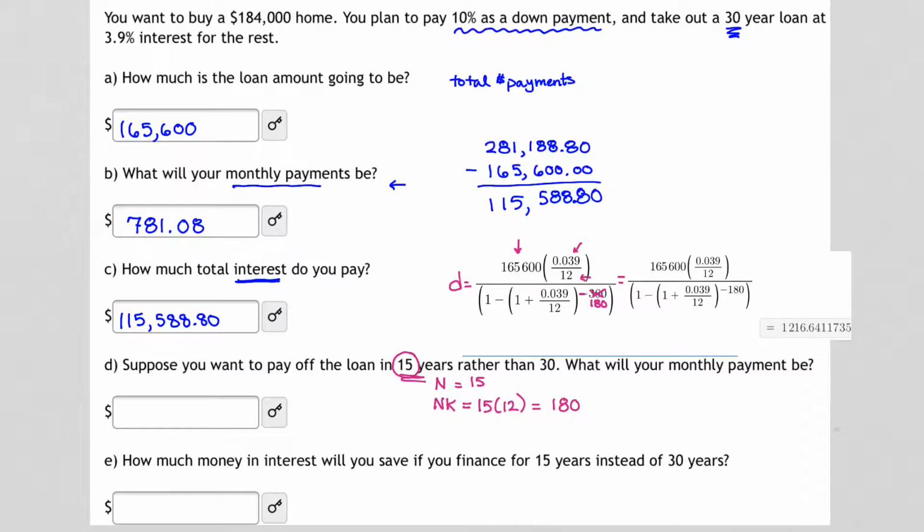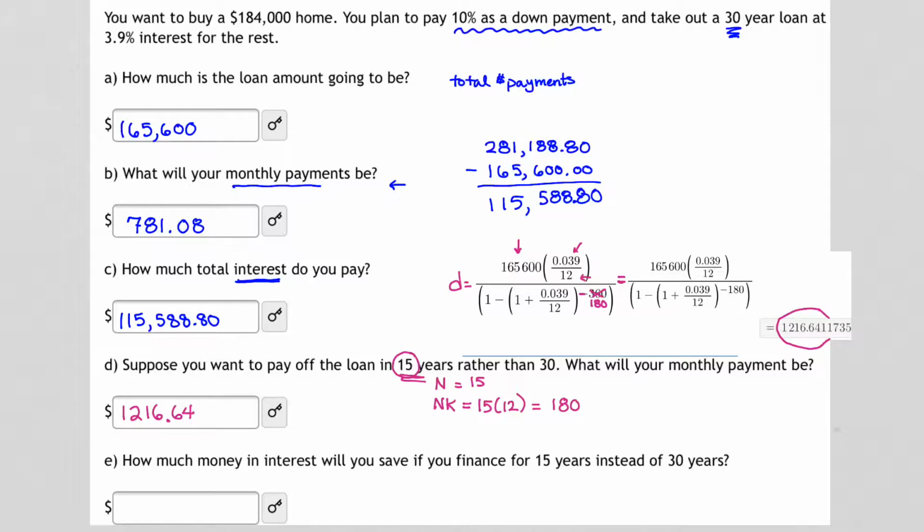Using Desmos, I calculate that our monthly loan payments will be $1,216.64. This was obtained through Desmos. So $1,216.64. Last question. How much money in interest will you save if you finance for 15 years instead of 30 years?